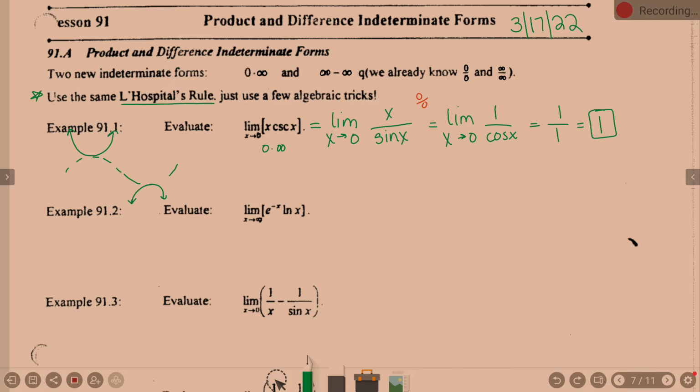Okay, example 2. The limit as x approaches infinity of e to the negative x times ln x. Well, what can you already tell we need to think about? Or what's going to be the easier way to process this problem? Negative exponent. Where can we go ahead and take that negative exponent? Denominator. That's going to be your easiest bet. Okay?